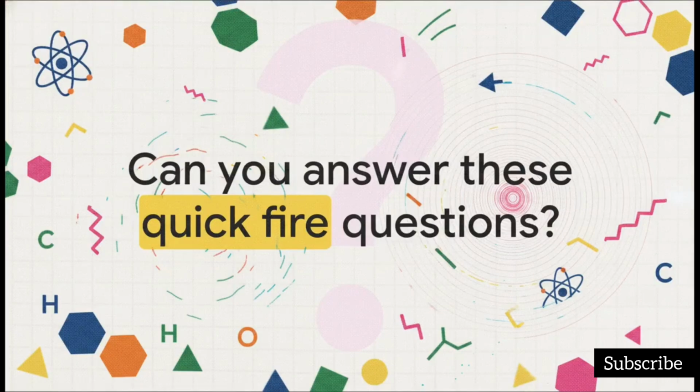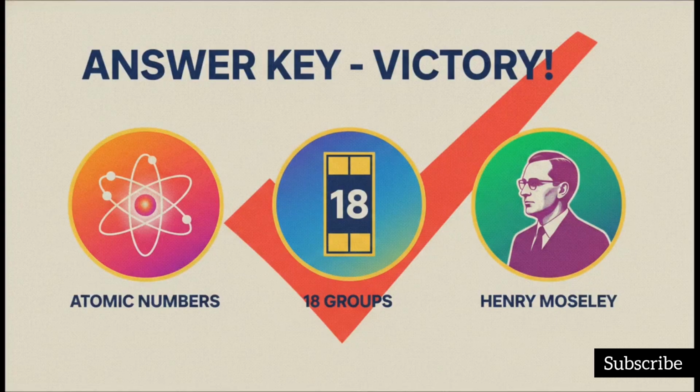And finally, section 5, essential exam questions. Time to put all this knowledge to work. We're starting with the 1-mark quick-fire questions. These are the absolute basics you need to know instantly. Take a quick look. Do you know the answers off the top of your head? If you said properties are functions of atomic numbers, there are 18 groups, and the whole thing was proposed by Henry Moseley, you nailed it. Those are easy, guaranteed points.